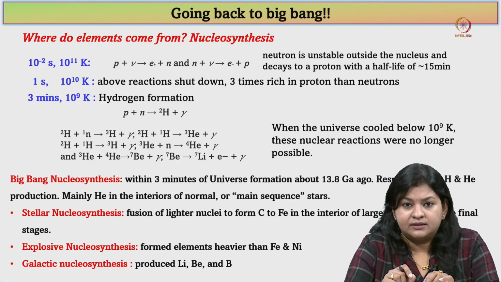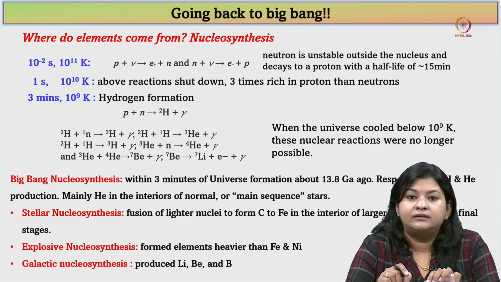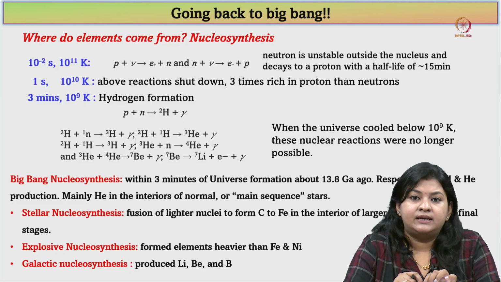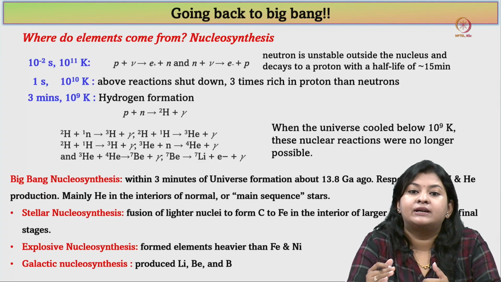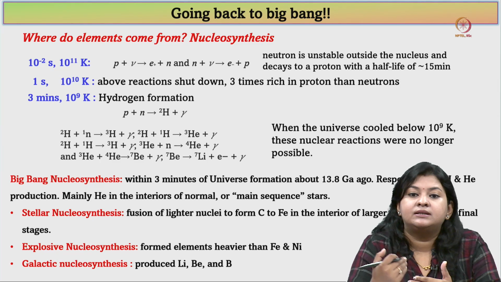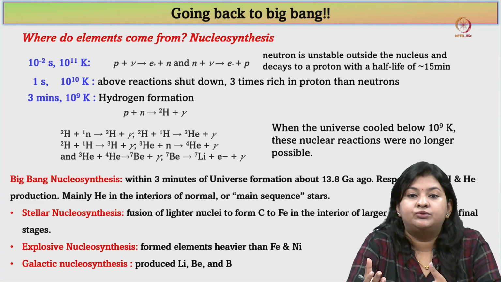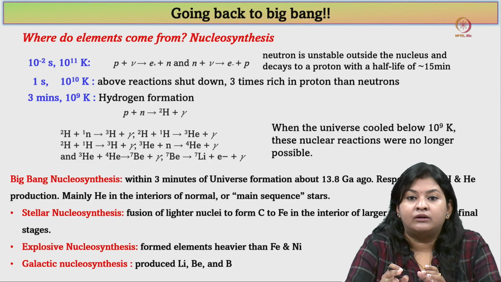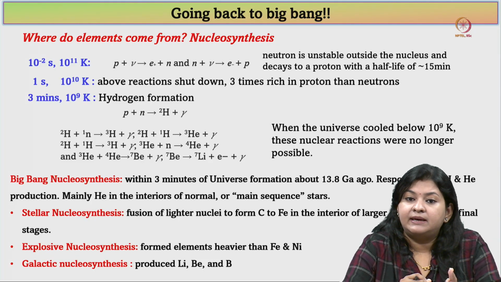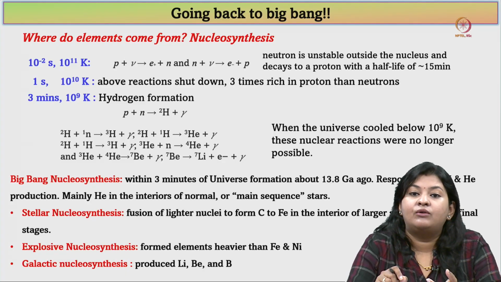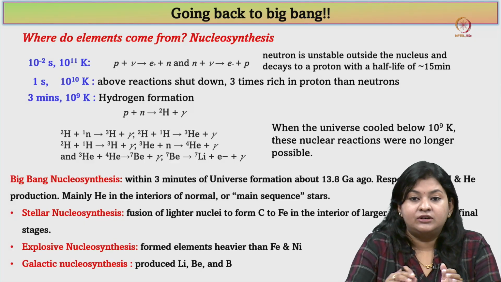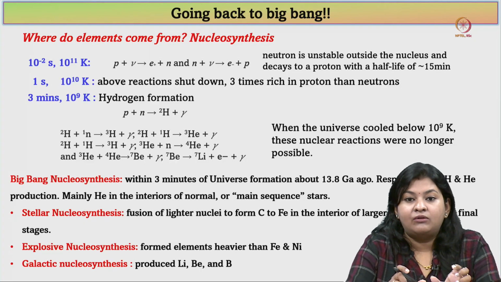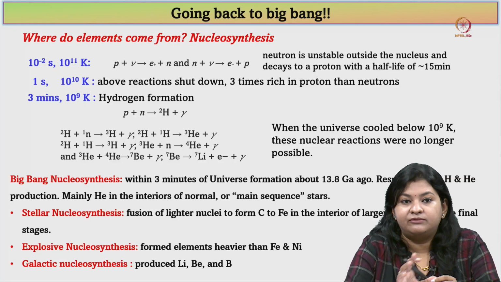And outside the nucleus, if a neutron is there, it is unstable. So, that will decay. Neutrons get decayed into a proton plus an electron. Again, if a proton captures an electron, it forms a neutron. So, such processes are going on. The half life of a neutron is only 15 minutes. So, imagine the time scale of those reactions. It is just happening extremely fast.